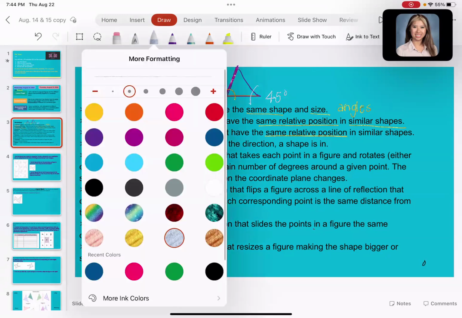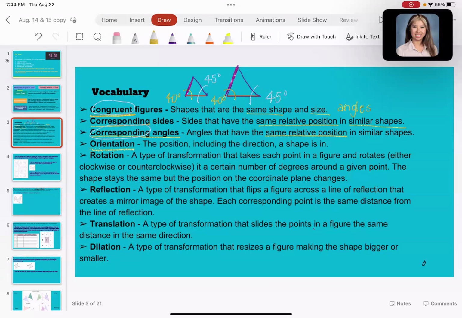Next is the word orientation. So orientation is talking about the position, which includes the direction a shape is in. So again, the keywords are position and direction.